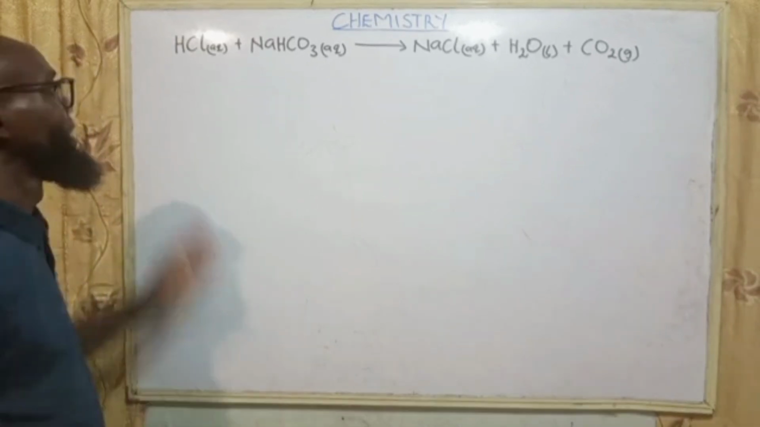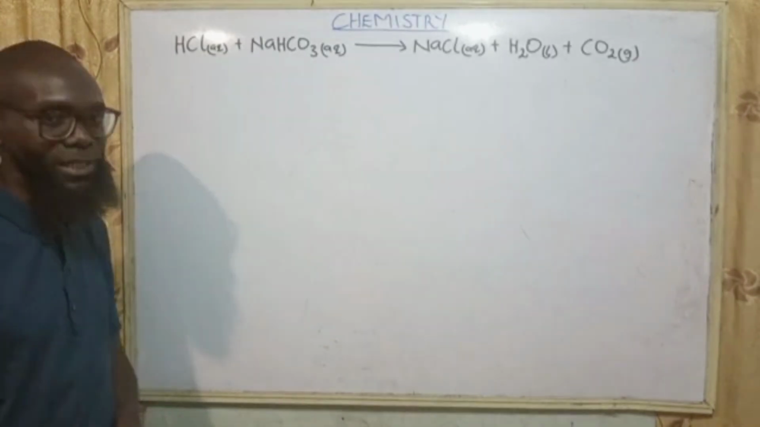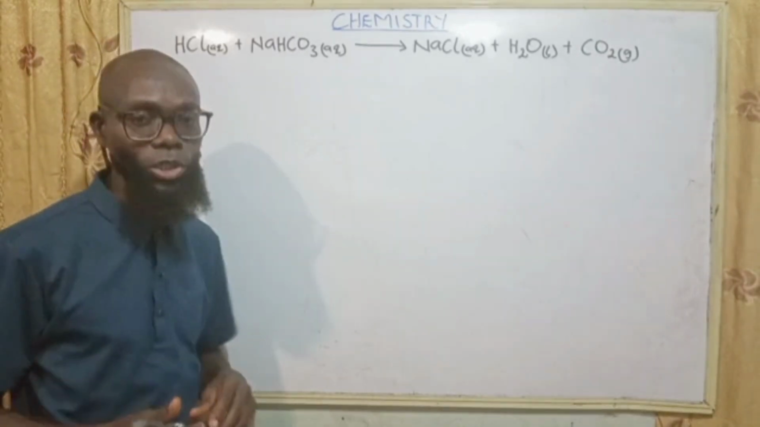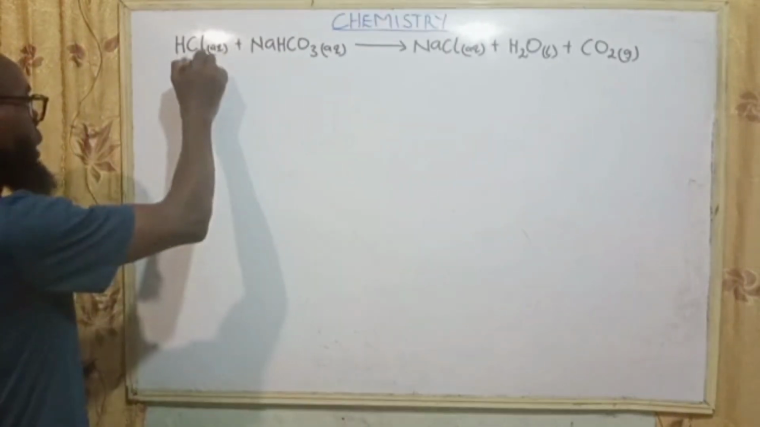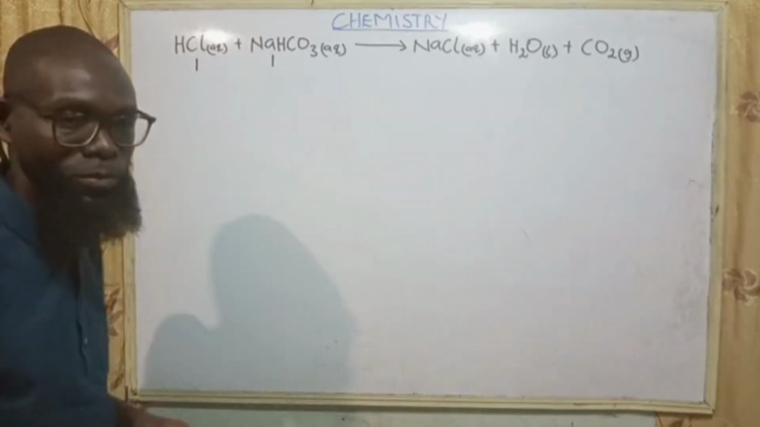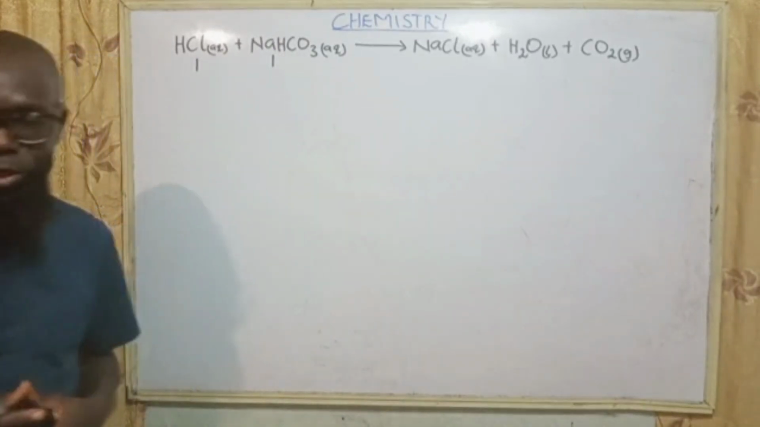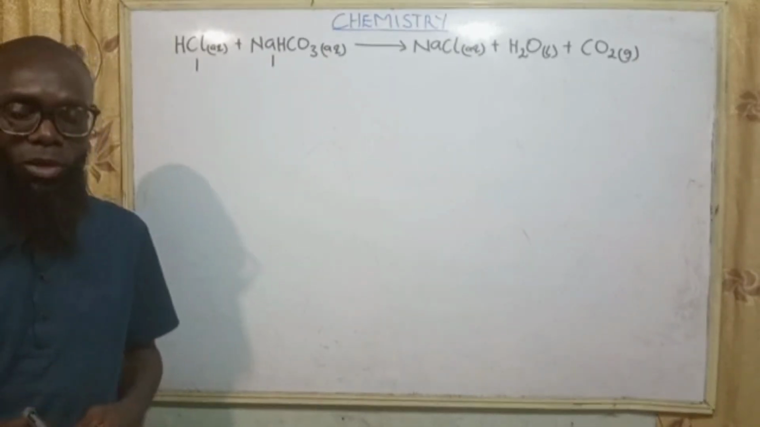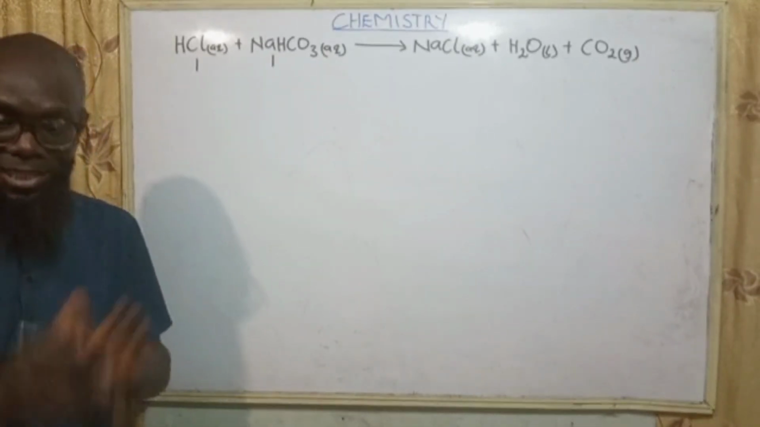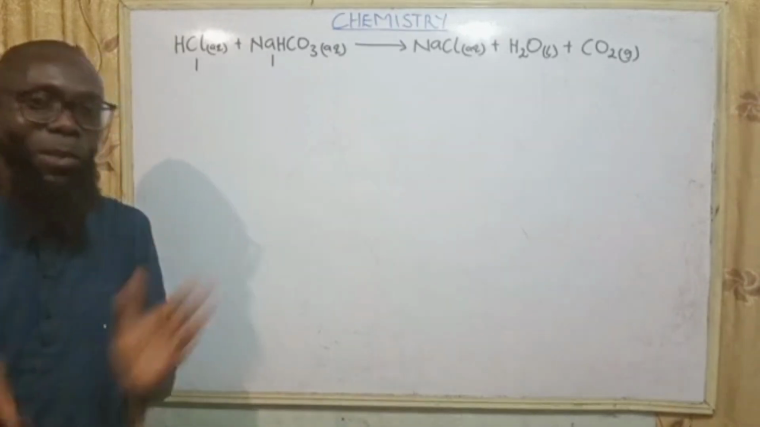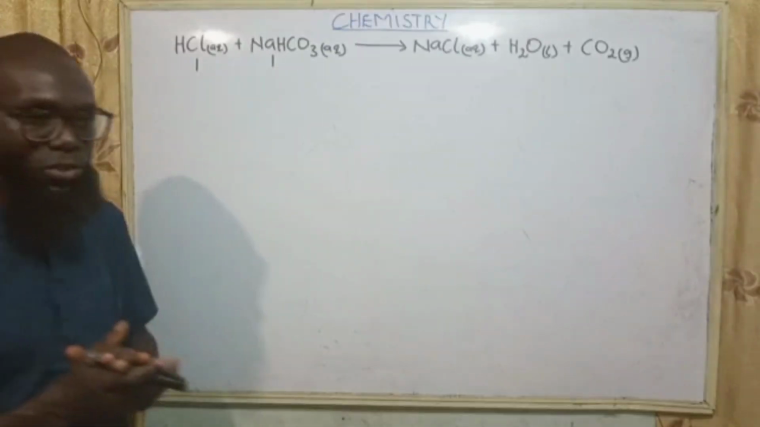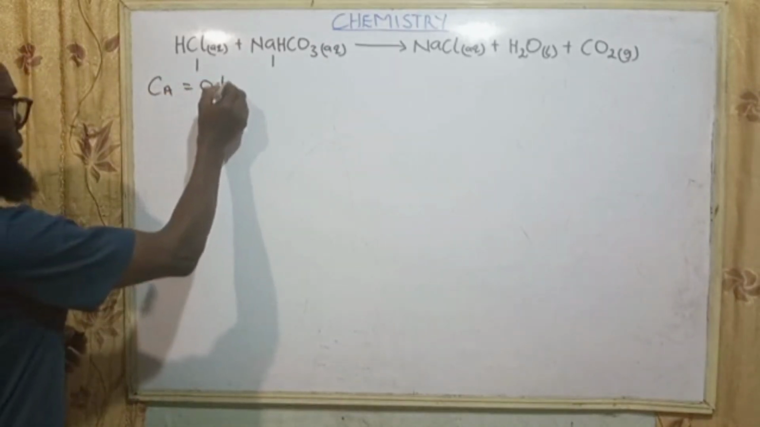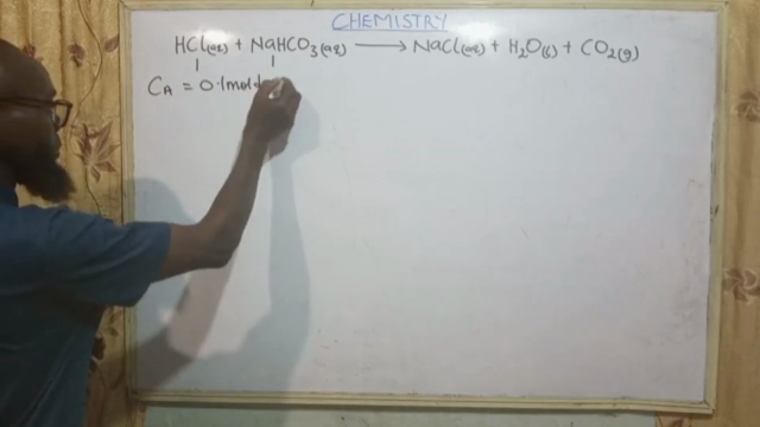Now let's proceed. HCl plus sodium hydrogen carbonate to give sodium chloride, water, and carbon dioxide, according to the equation given to us. So we have 1:1. Now, let's go back to the question. A is 0.1 mole per dm cube of acid. That is HCl. Anything in mole per dm cube, we know it means concentration. So the concentration of acid is equal to 0.1 mole per dm cube.